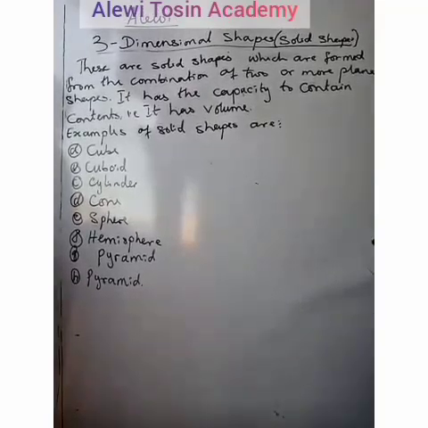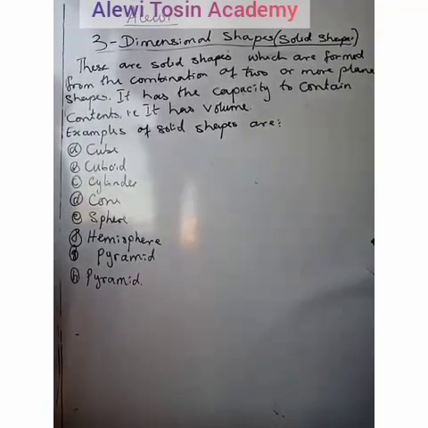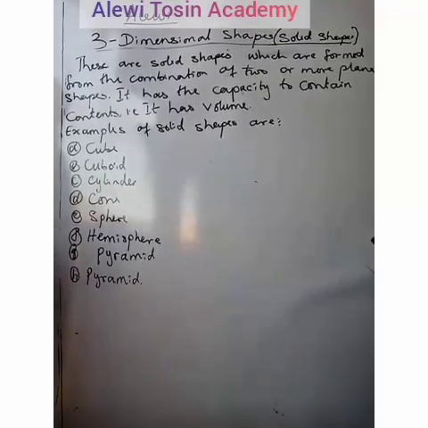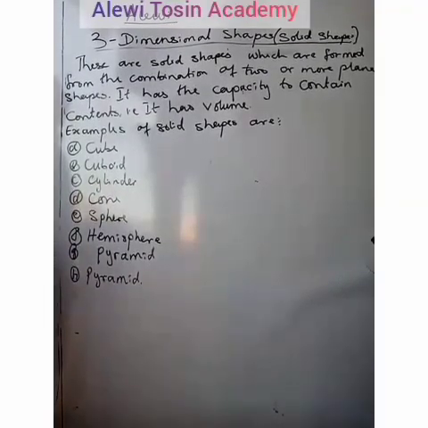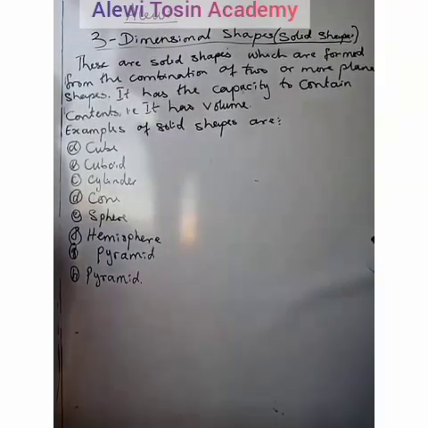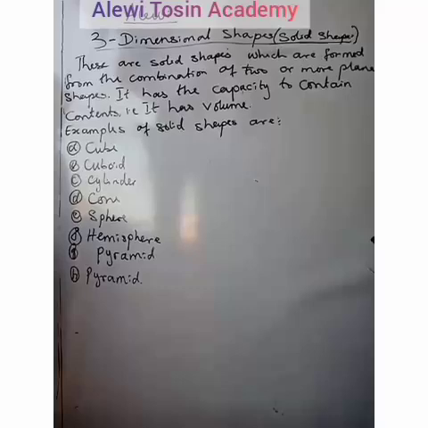The topic today is three-dimensional shapes. Three-dimensional shapes are shapes which have volume. They are also referred to as solid shapes. It is the combination of two or more plane shapes. Solid shapes have the capacity to contain contents.